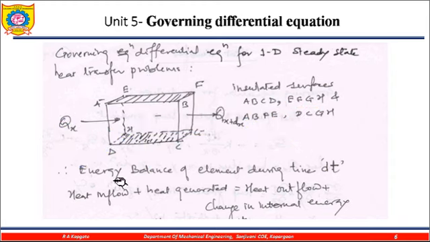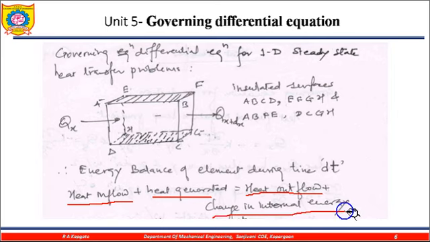So in a 1D problem, what is the energy balance? You know that the important balances in a heat transfer problem are the mass balance, the momentum balance and the energy balance. In the energy balance for the element during the time dt, heat inflow plus heat generated is equal to heat outflow plus change in internal energy. This is the energy balance equation for the element.